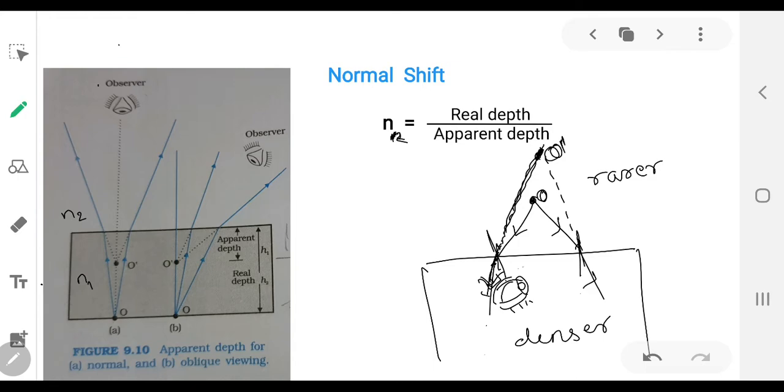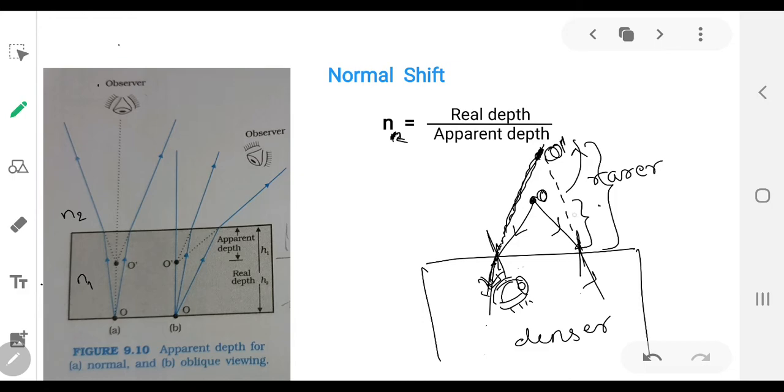So again here you can write the refractive index of the first medium, rarer medium, with respect to the denser medium is again real depth upon apparent depth. Real depth is smaller, apparent depth is greater. So if the observer is in the denser medium and the object is in the rarer medium, the object appears to be shifted away from the observer.